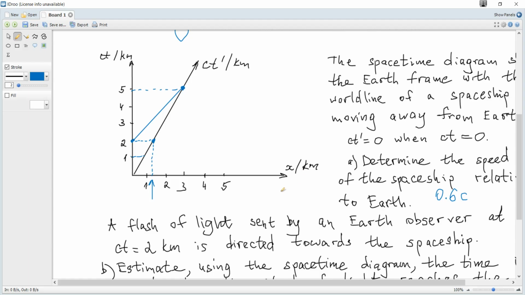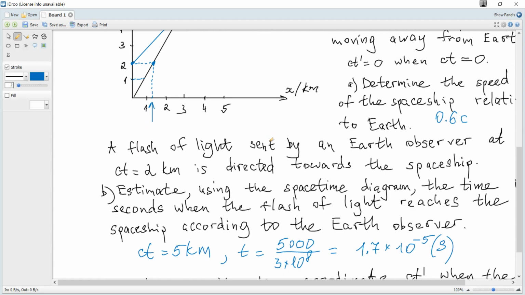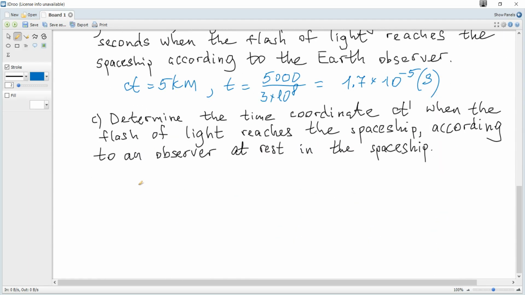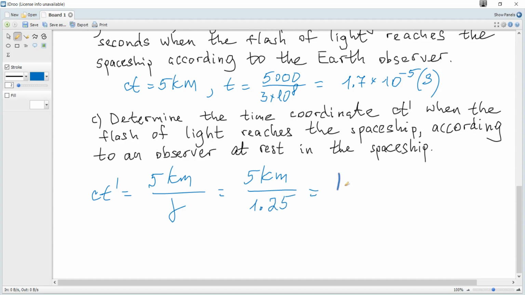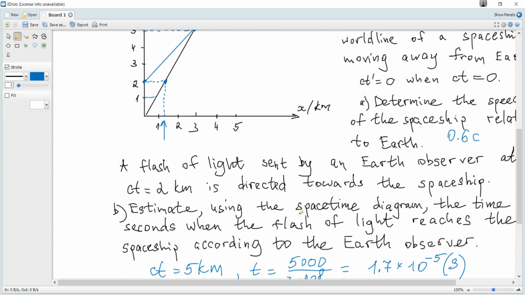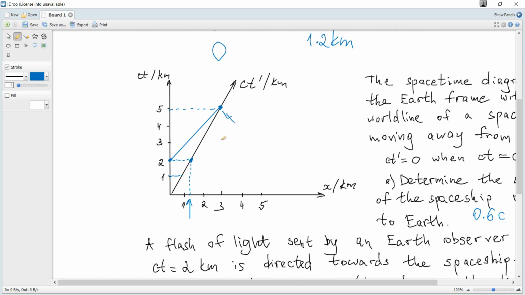And the same for x. So it just becomes 5. So ct primed is 5 kilometers divided by gamma. And gamma is 1.25, so it's 4 kilometers. So it's 4.